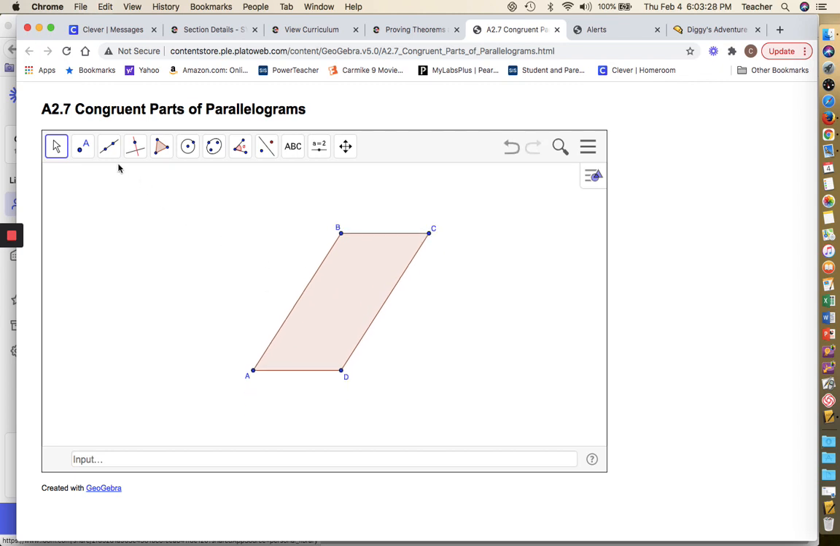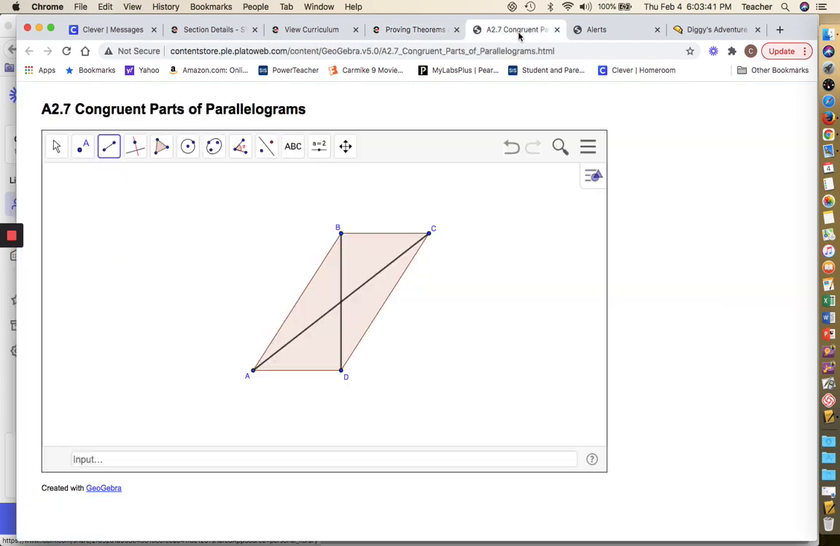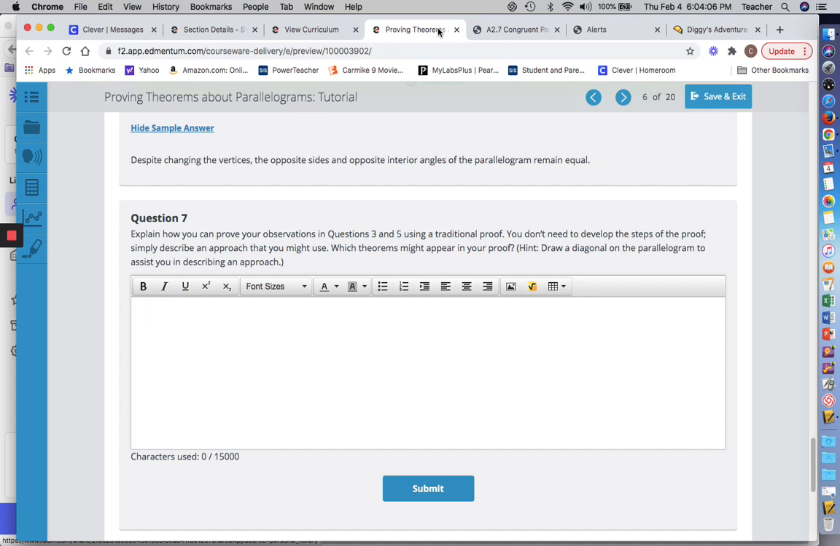So let me draw a diagonal. So diagonal B to D, diagonal A to C. Oh, I'm sorry, one diagonal, my bad. Well, I've got two triangles. I would imagine they are congruent triangles from the side angle side, or in this case, probably side, side, side, because they share a side. We already know the opposite sides are equal, and these two opposite sides are equal. So they're congruent from side, side, side. Yeah, I think that's all they're asking.